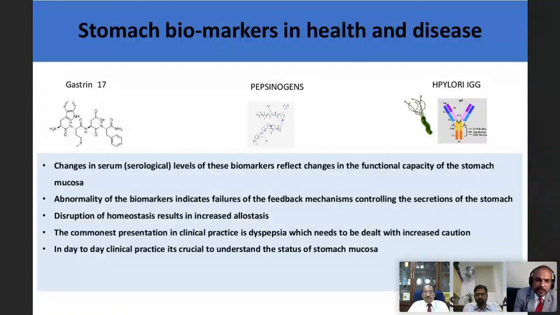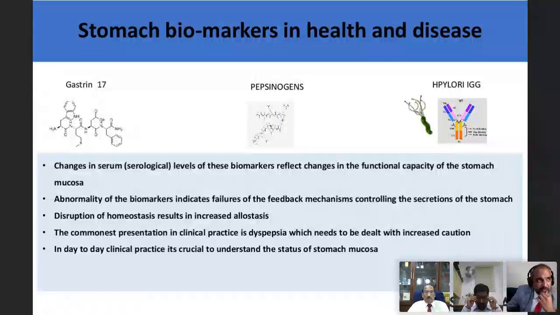Any abnormality of these biomarkers indicates failures of feedback mechanisms which are responsible for controlling the secretions of the stomach. Thus, disruption of this homeostasis will increase the allostatic load, the most common presentation of which in clinical practice is dyspepsia, which obviously needs to be dealt with caution.